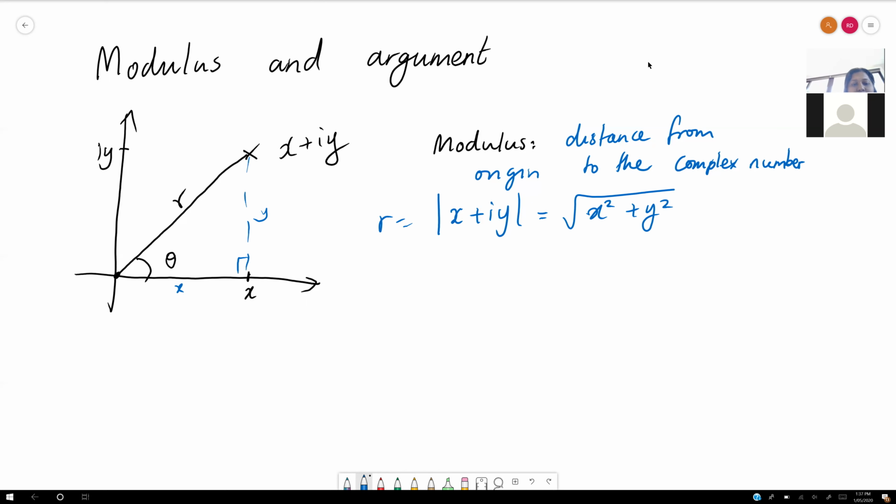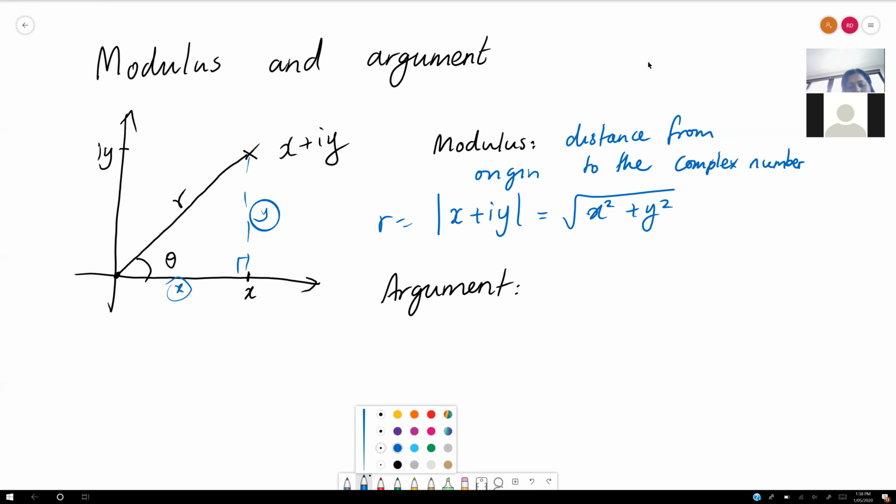Now, the angle. Again, if you look at this, you've got the opposite and you've got the adjacent. So we're going to use tan. Oh, let me talk about the argument first. So argument, it's the angle the line joining the origin and the complex number makes with the x-axis, okay?